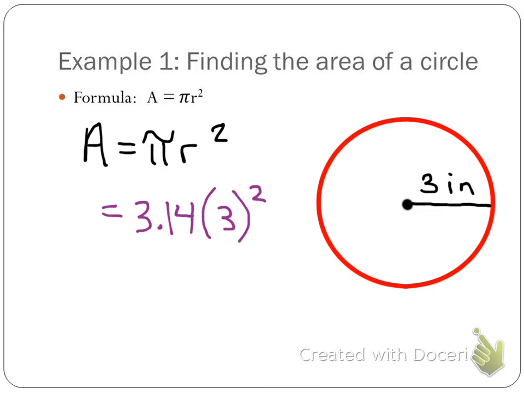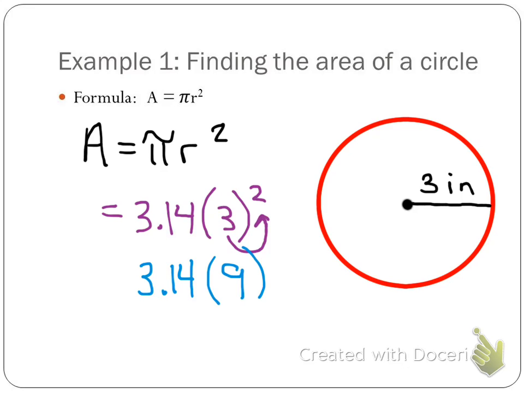Now, order of operations is important here. Should I multiply 3.14 times 3 and then square it? No. If you do it that way, you will get the wrong answer. You must do the exponent first. So 3 squared is what? 9. It is 9. And now I multiply that by 3.14.